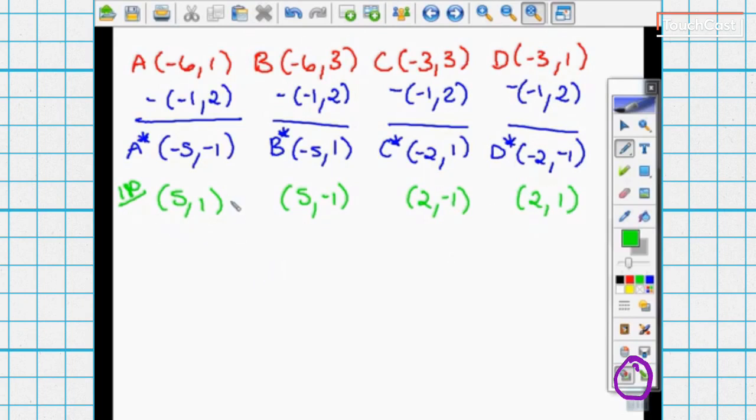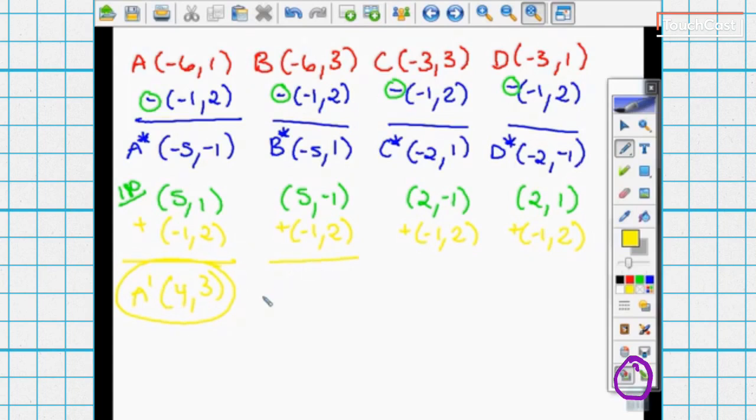Okay, but again, we have to compensate because we subtracted this rotation point, so now we're going to have to add that point back in. Okay, so we're going to add in -1, 2. All right, so when I do that, my A prime is going to be 5 plus -1, which is 4, 1 plus 2, which is 3. So A prime is at 4, 3.